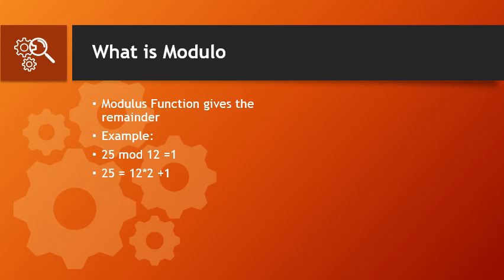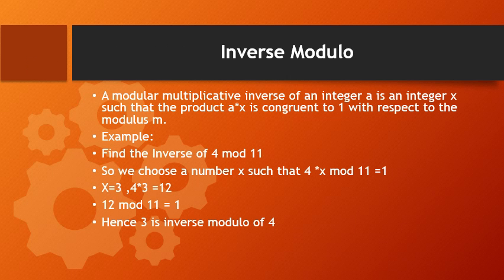So basically, what is modulo? The modulo function calculates the remainder of a number. Let's say we are given two numbers, 25 and 12. We need to calculate 25 mod 12. So what is the remainder when 25 is divided by 12? That's nothing but 1. So the modulo function just gives the remainder when two numbers are supplied to it.